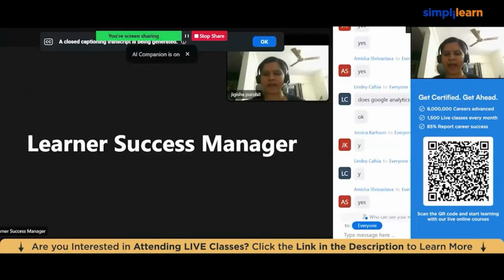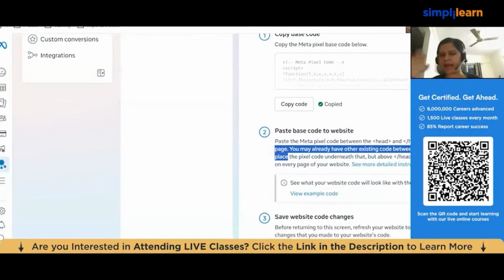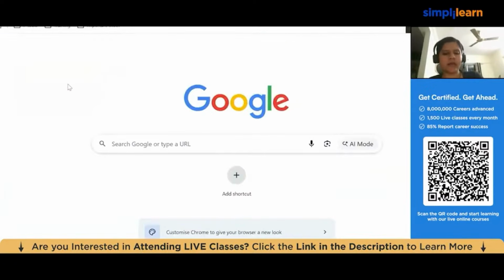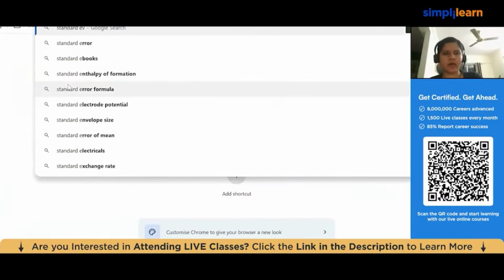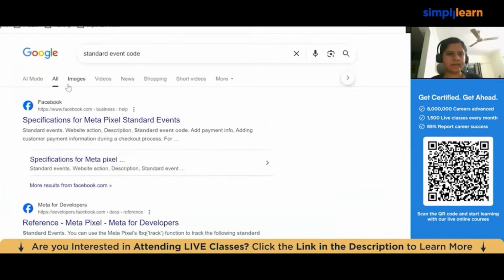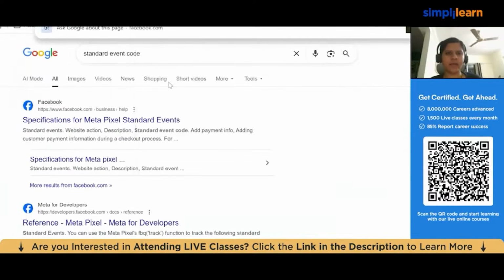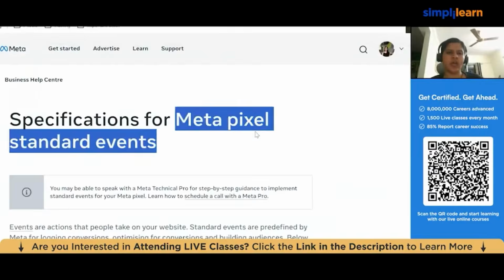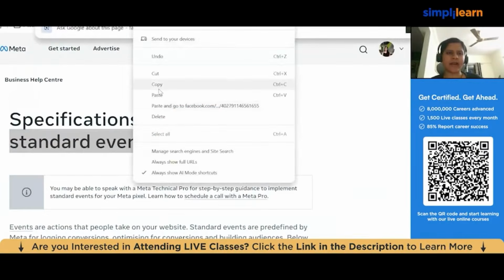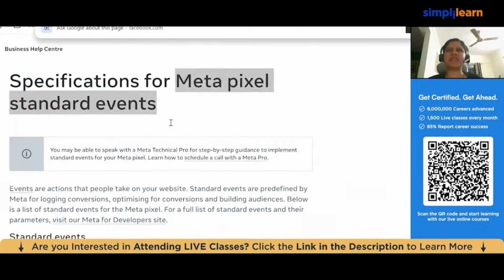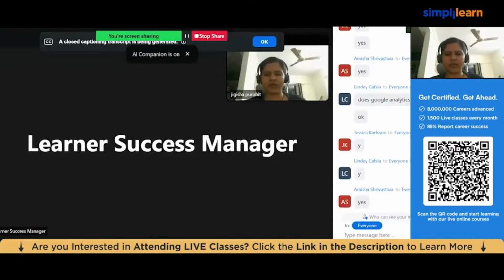Okay, and where do we find that? So at least for Meta, right now I'm just focusing on Meta, so I'm not talking about other platforms. What you should do is, on Google you have something called standard event codes. I'll give you this link, you guys can bookmark it for your future help. You have to go to this article which gives you standard event codes. Standard event codes are nothing but if you want to track a specific action that the user does on your site.